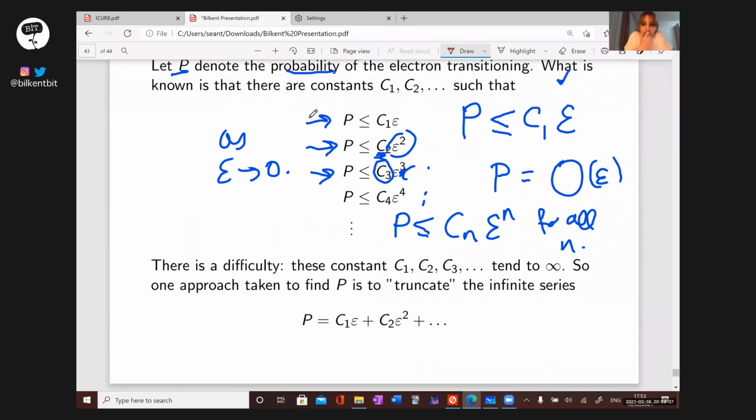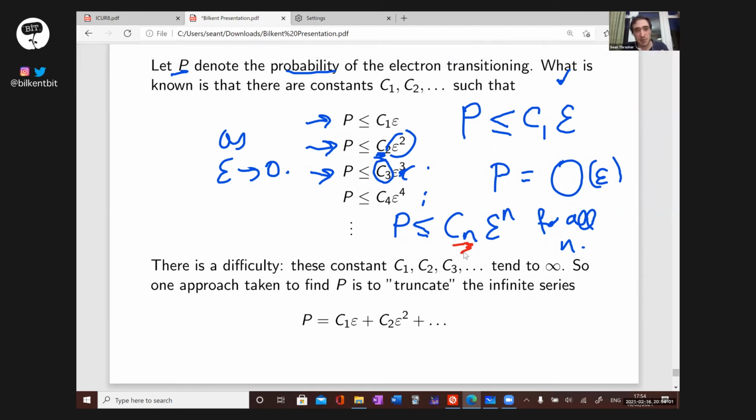So what's known is that you can bound this by epsilon to the n. Looking at this, it might give you the impression, hang on, this probability is less than or equal to epsilon to the n for all n, isn't that saying that the probability is basically 0? It's not. This is where the difficulty comes in. This is what makes the problem difficult.